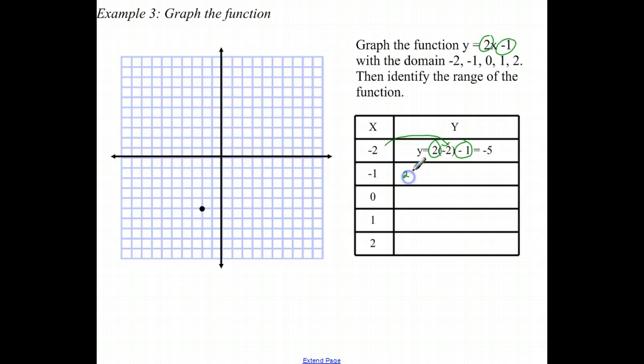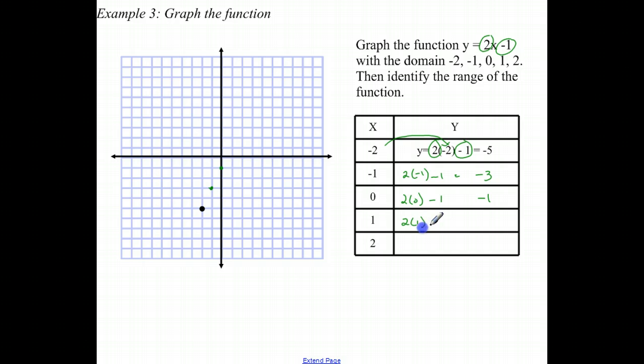Next one, I would do 2 times negative 1 minus 1. 2 times negative 1 is negative 2. Minus 1 is negative 3. So I'm going to plot the point negative 1, negative 3. Negative 1, 1, 2, negative 3. If I plug in 0, 2 times 0 minus 1 is negative 1. So 0, left or right, and down, negative 1.